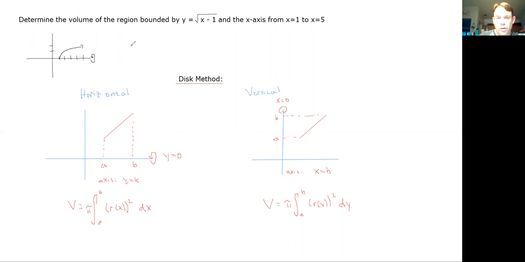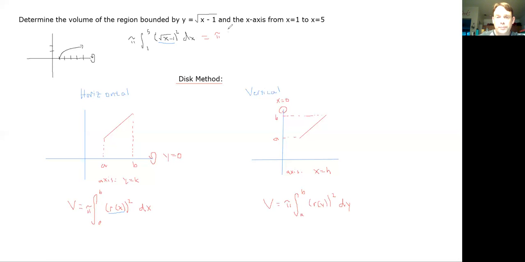So if I take my horizontal volume for this, I'd have pi times the integral from 1 to 5. Then I'm going to take that function and put it inside, make that my r of x function, and square it. Notice, down here we have some function that we square. Well, that function is the function that we are actually revolving. If I wanted to go ahead and solve it, it wouldn't be too terribly bad.